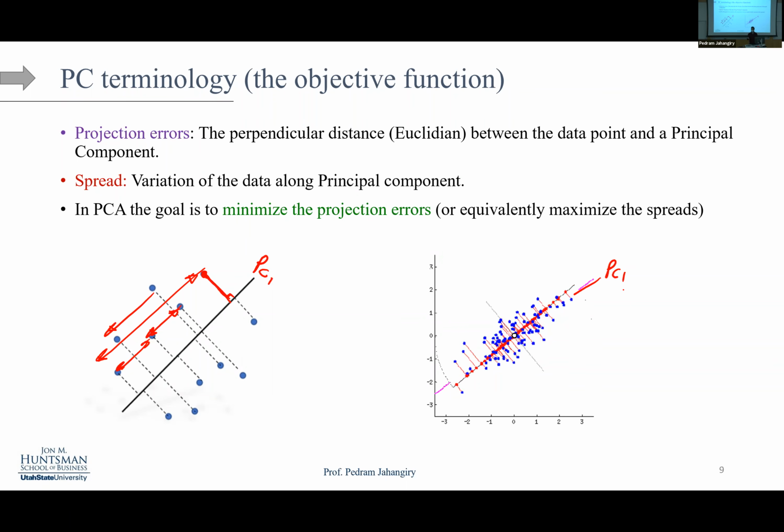Right here, right? Then I want you to look at the spread of these red dots. Where is it maximized? The spread of red dots, when we look at it here, it's maximized. So this is equivalent. Minimizing the projection error is the same as maximizing the spread. Mathematically speaking, it's easier to formulate this part, maximizing the spread, rather than minimizing these perpendicular distances. Are we good? They're looking at the same thing. Okay.